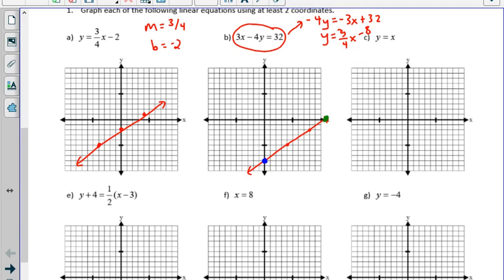Problem 3 is in slope-intercept form, y = x. If I need to do this, I could rewrite it as y = 1x + 0, just to visually see what's happening. So I have a y-intercept of 0 and a slope of 1. So the graph is going to look something like that.